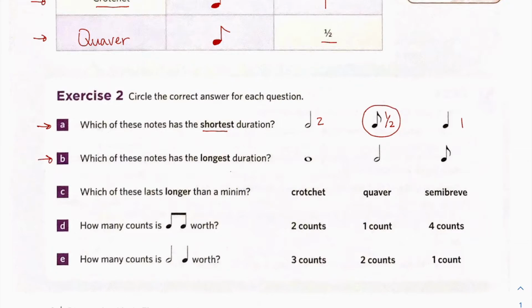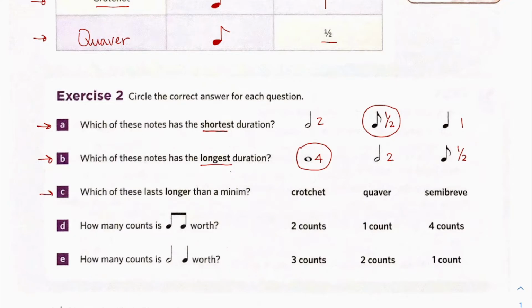Question B, which of these notes has the longest duration? Here we have a semi-brief, which is worth 4 counts. We have a minim, which is worth 2 counts. And we have a quaver, which is worth half a count. So the note with the longest duration would be the semi-brief. So we're going to circle this.